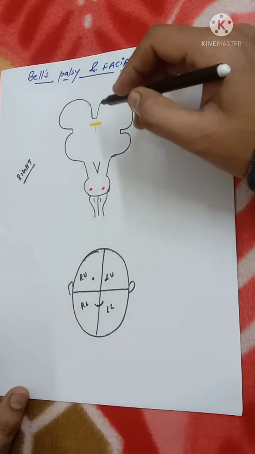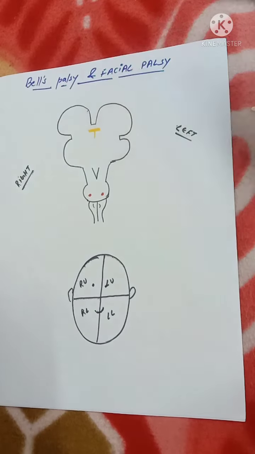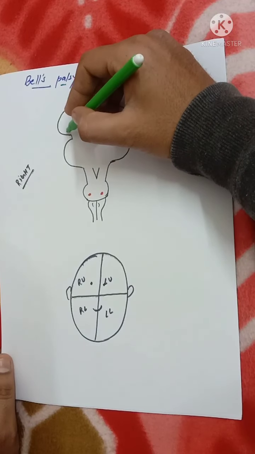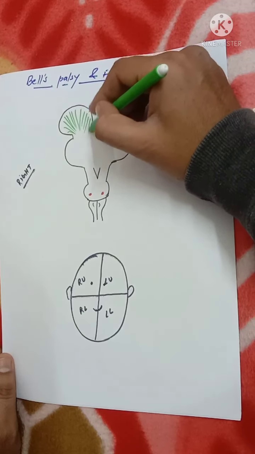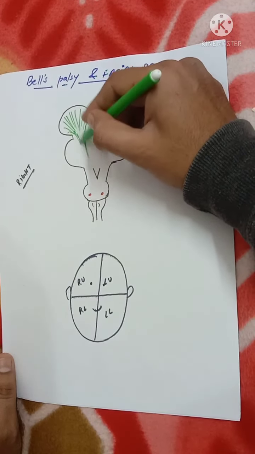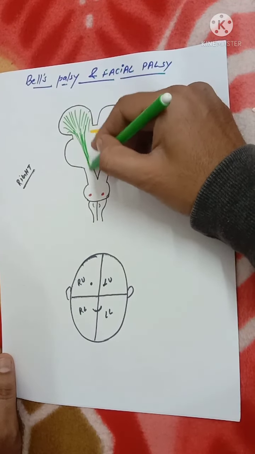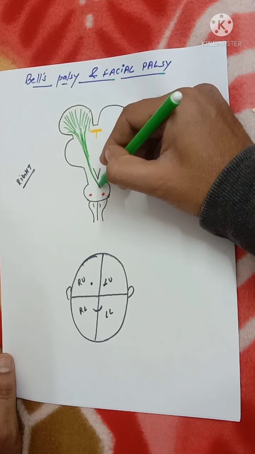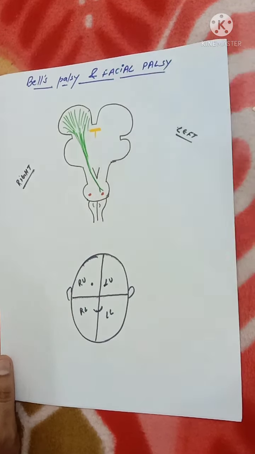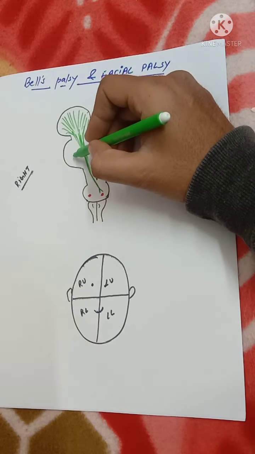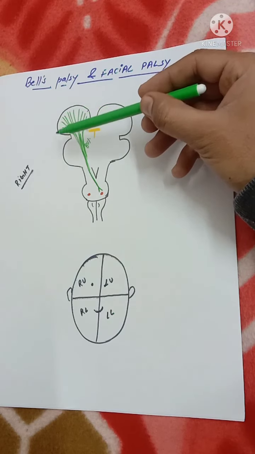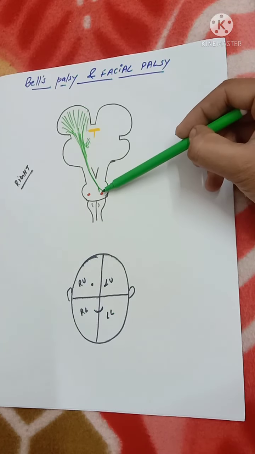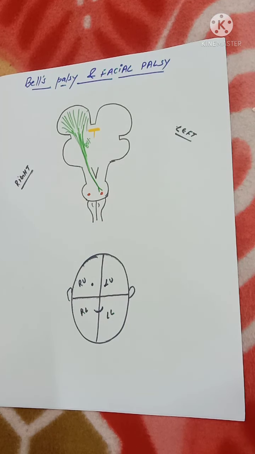Now we will draw all those crossing fibers. We will use another color, the green color. The fibers which originate from the cerebral hemisphere, these are the corona radiata fibers, pass through the midbrain, then pons. Somewhere they will cross inside the pons and they will relay in the facial nerve nucleus. These are 80% fibers. It means that the 80% fibers which were coming from the right cerebral hemisphere cross to the opposite facial nerve nucleus and they relay there.